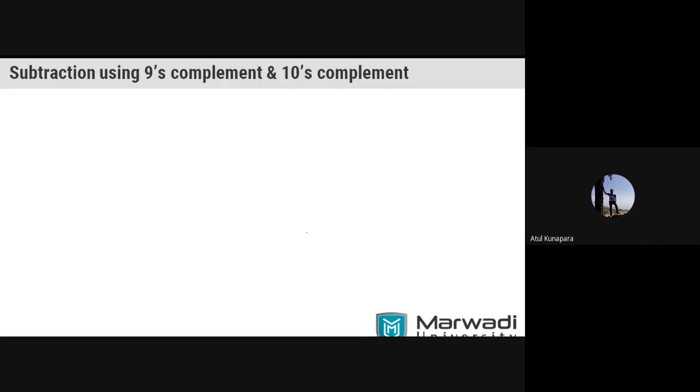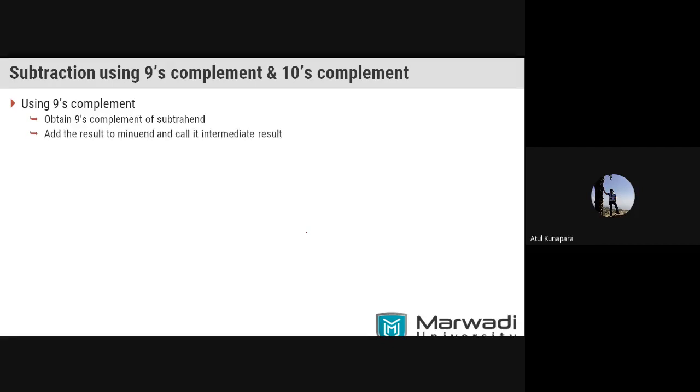Okay, so let's move further now. Now the most important thing is how can we perform subtraction using nines complement and tens complement. So let us first see the subtraction using nines complement. When you want to perform subtraction using nines complement, first of all you have to obtain the nines complement of the subtrahend. Subtrahend means the number that you want to subtract.